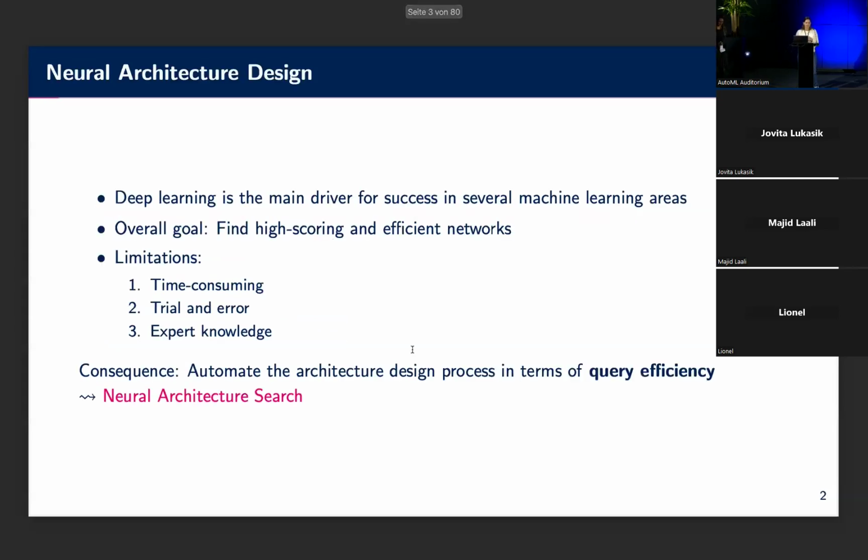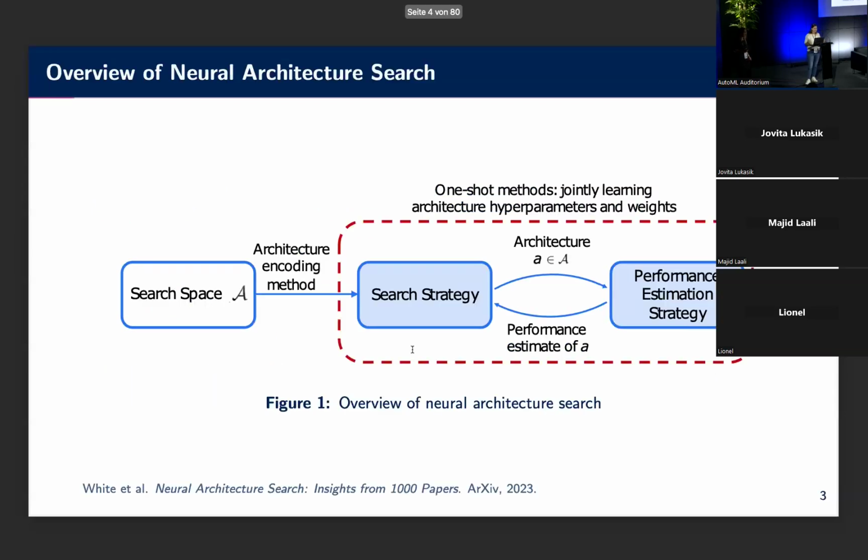Exactly. So as we all know, deep learning was the main driver for the success in several machine learning areas, with the goal of finding high-scoring, efficient networks. And we also know the limitations of hand-designing neural architectures. It's very time-consuming, it includes a lot of trial and error, and also involves this expert knowledge issue. And therefore, the consequence was the idea to automate the overall architecture design process in terms of query efficiency, which led to the research area of neural architecture search. I think that should already be known to all of you. And we have also already seen that in the keynote from Aaron today.